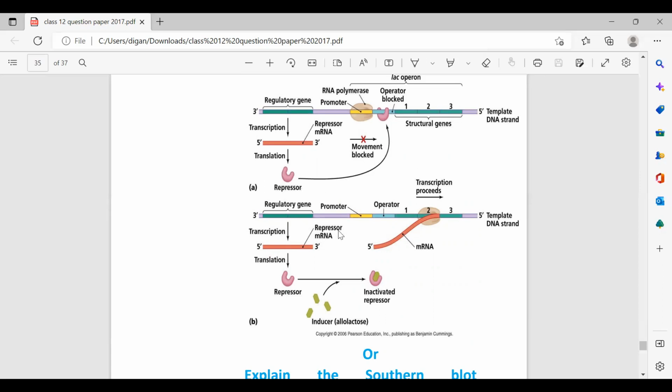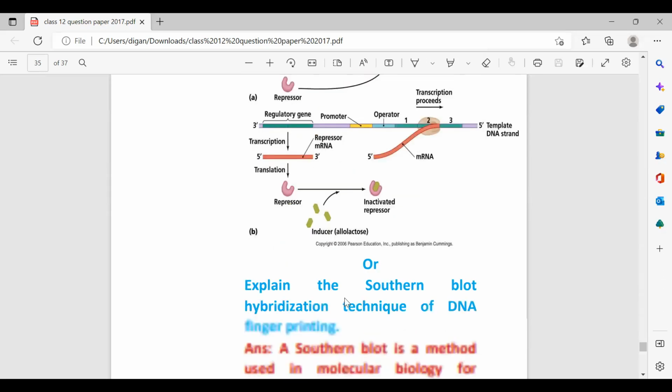But if the lactose is present as inducer, then what happens? When the repressor is produced, the repressor becomes inactive by the inducer, means lactose. And as a result, it cannot bind at this site, means the operator, it cannot block the operator, and the transcription process will continue. So the lac operon works as a switch on and switch off for the transcription process.